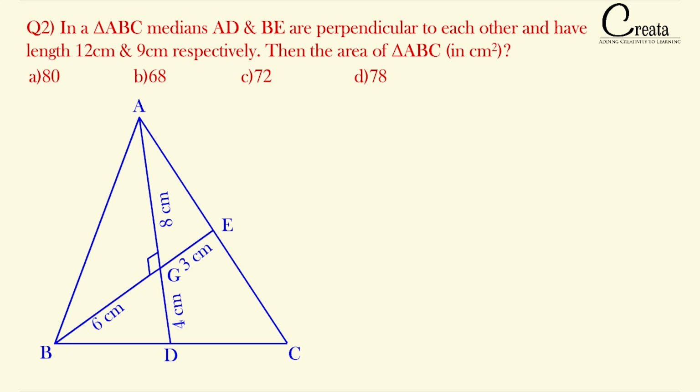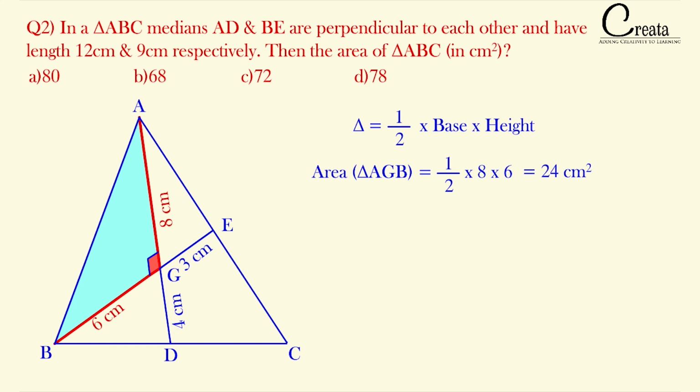Further, if we observe the triangle AGB, this small triangle, can we calculate the area of this small triangle? This triangle AGB is a right angle triangle. That is, angle G is 90 degree. Let's apply the formula of area of triangle, that is half into base into height. Here if we take AG as the base, that is 8 cm, we got GB as the height of the triangle, that is 6 cm. Let's see the area of the triangle. We got the area as 24 cm square.